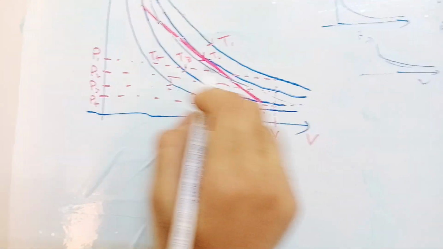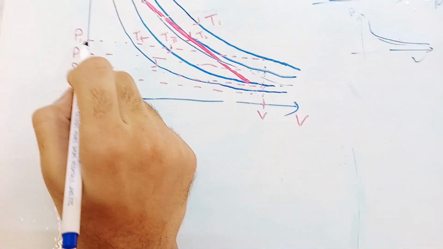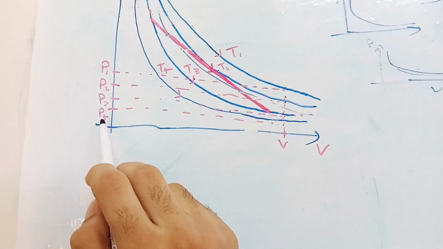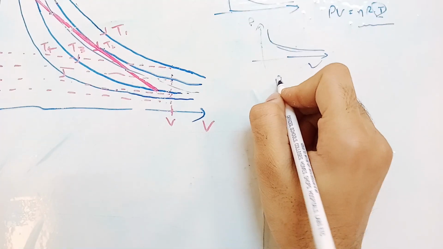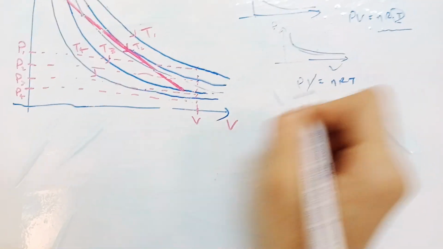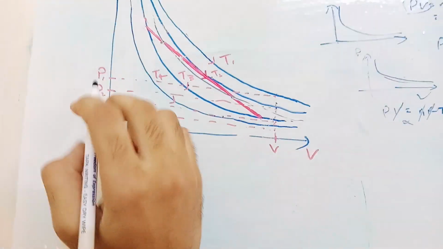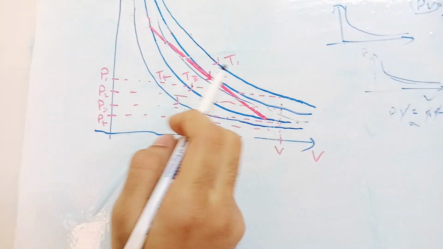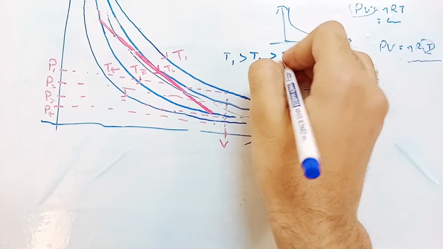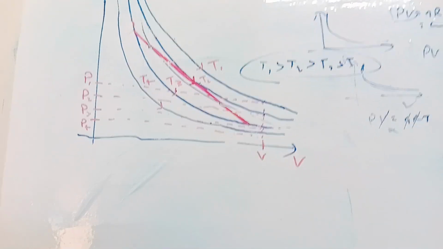If we analyze it, we can see that at a particular volume V, the pressures corresponding to T1, T2, T3, and T4 are P1, P2, P3, and P4. So if we compare PV is equal to nRT, since we have taken the same volume V, and n and R are constant, P is proportional to T. So we can conclude that the more the pressure, the more the temperature. So here we can identify that T1 is greater than T2, greater than T3, and greater than T4. By this result, we can solve this question easily.